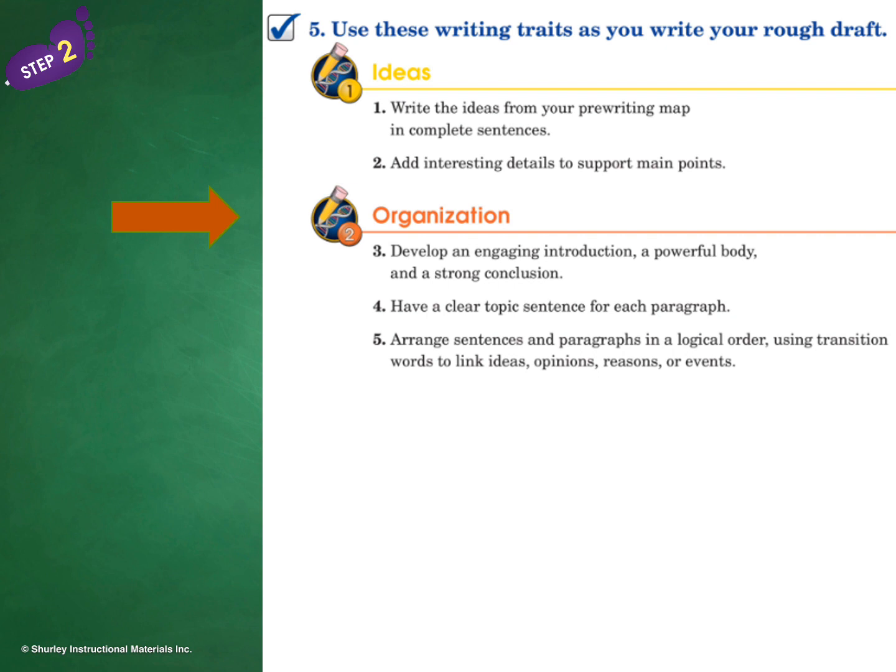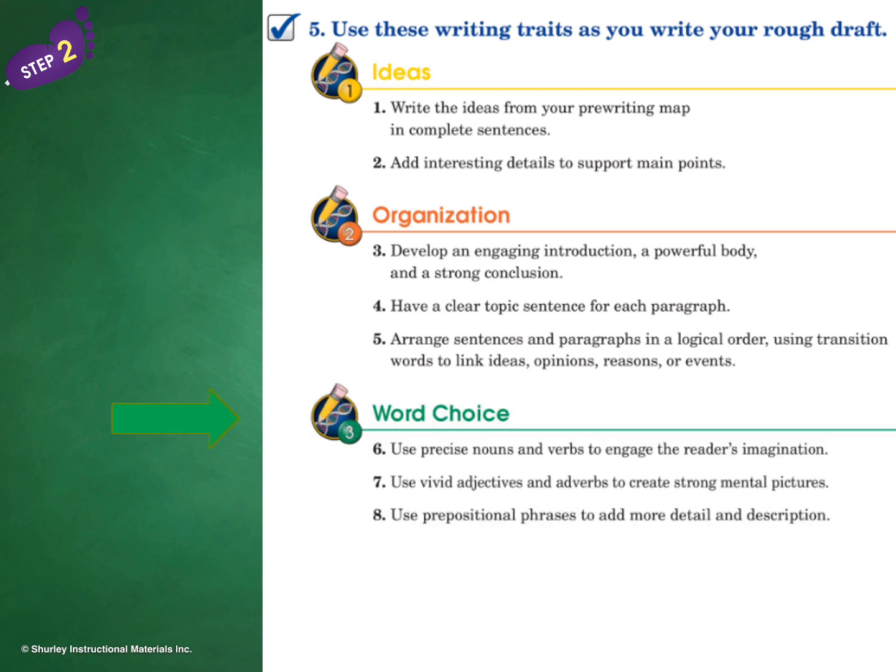Students are taught to develop an engaging introduction, a powerful body, and a strong conclusion. Each paragraph they write should have a clear topic sentence with their sentences and paragraphs unfolding in a logical order. Students are taught to use transition words to connect their ideas and give their writing flow.